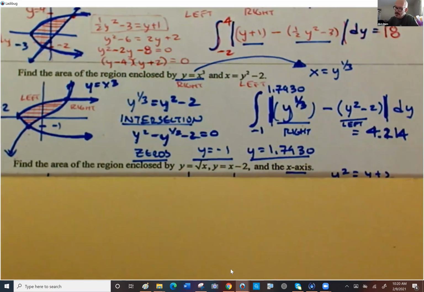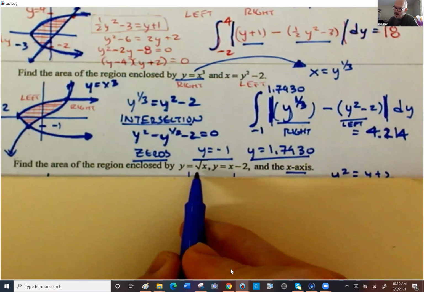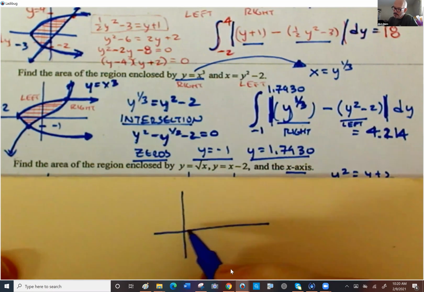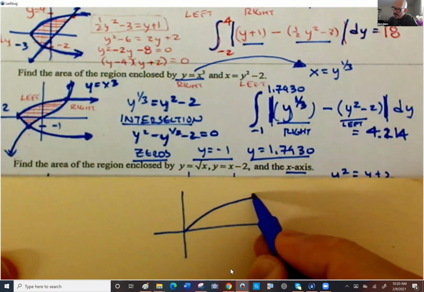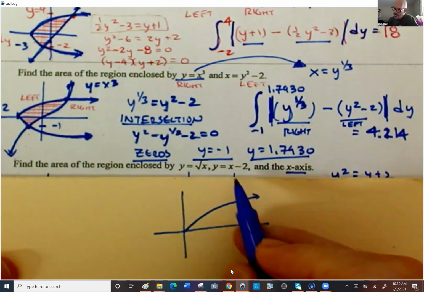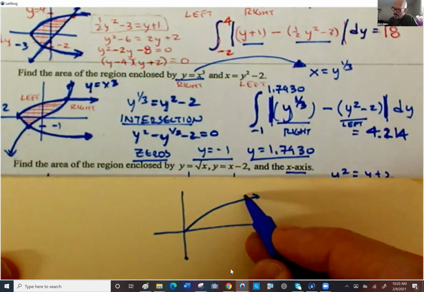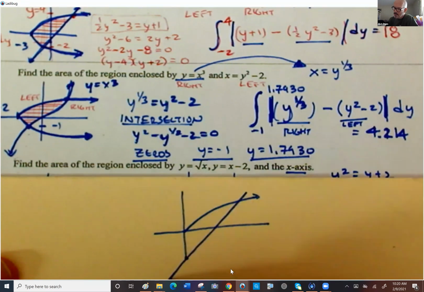This one has a simple little parabola associated with it. It's just this guy right here. And then a line that has a y-intercept at -2 and a slope of 1 going like that. Oh, and we're also cutting this off at the x-axis. So this one's asking us to find this region here.